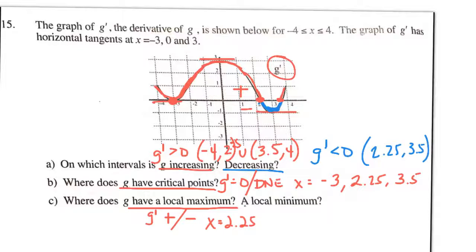Alright, but I do see a local minimum where g prime goes from a negative to a positive. Right here, negative land to positive land, g prime. So that was about 3.5. Now, I do not suggest writing your answers out like that. If it asks you to justify, I would actually write out, g prime changes from a negative to a positive at x equals 3.5. That's just me trying to get through this quickly.